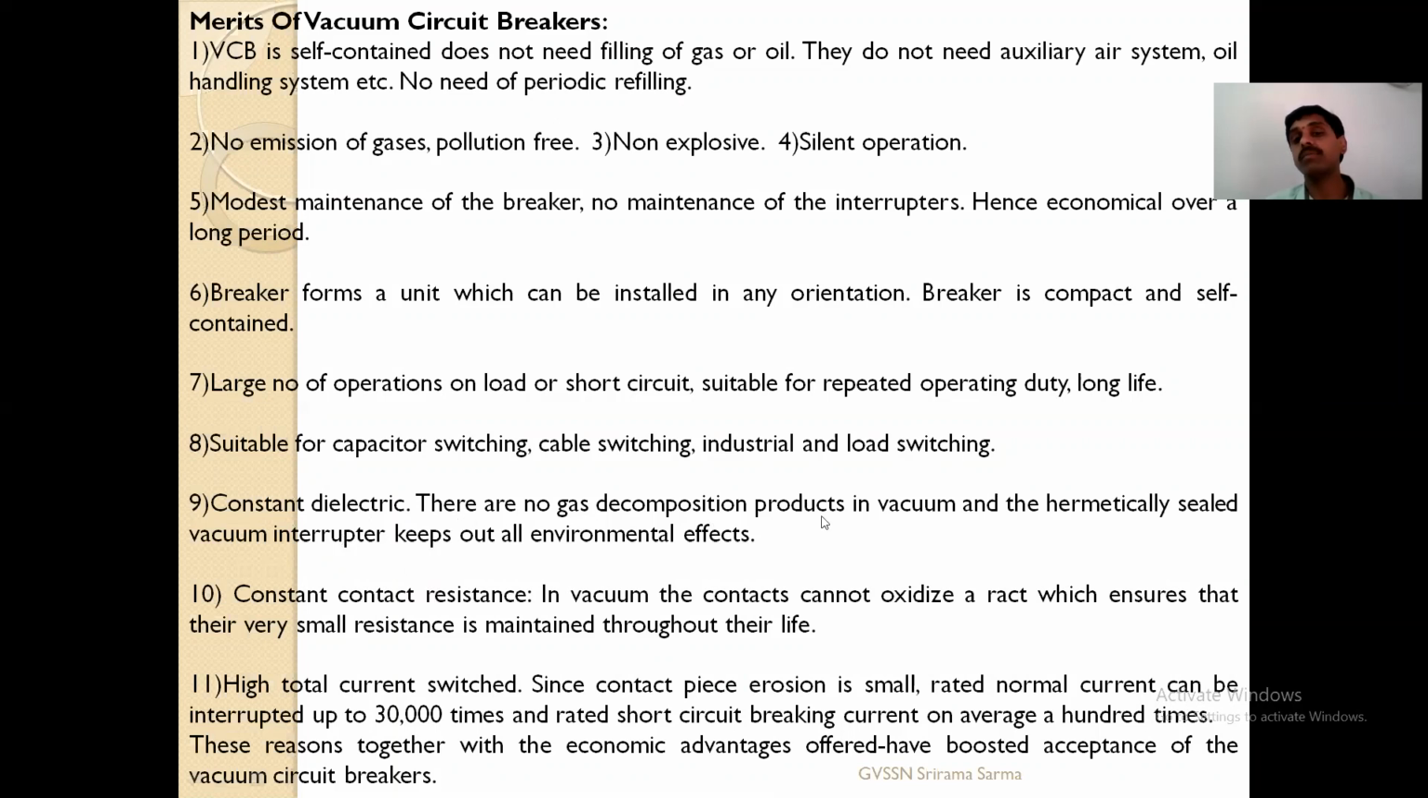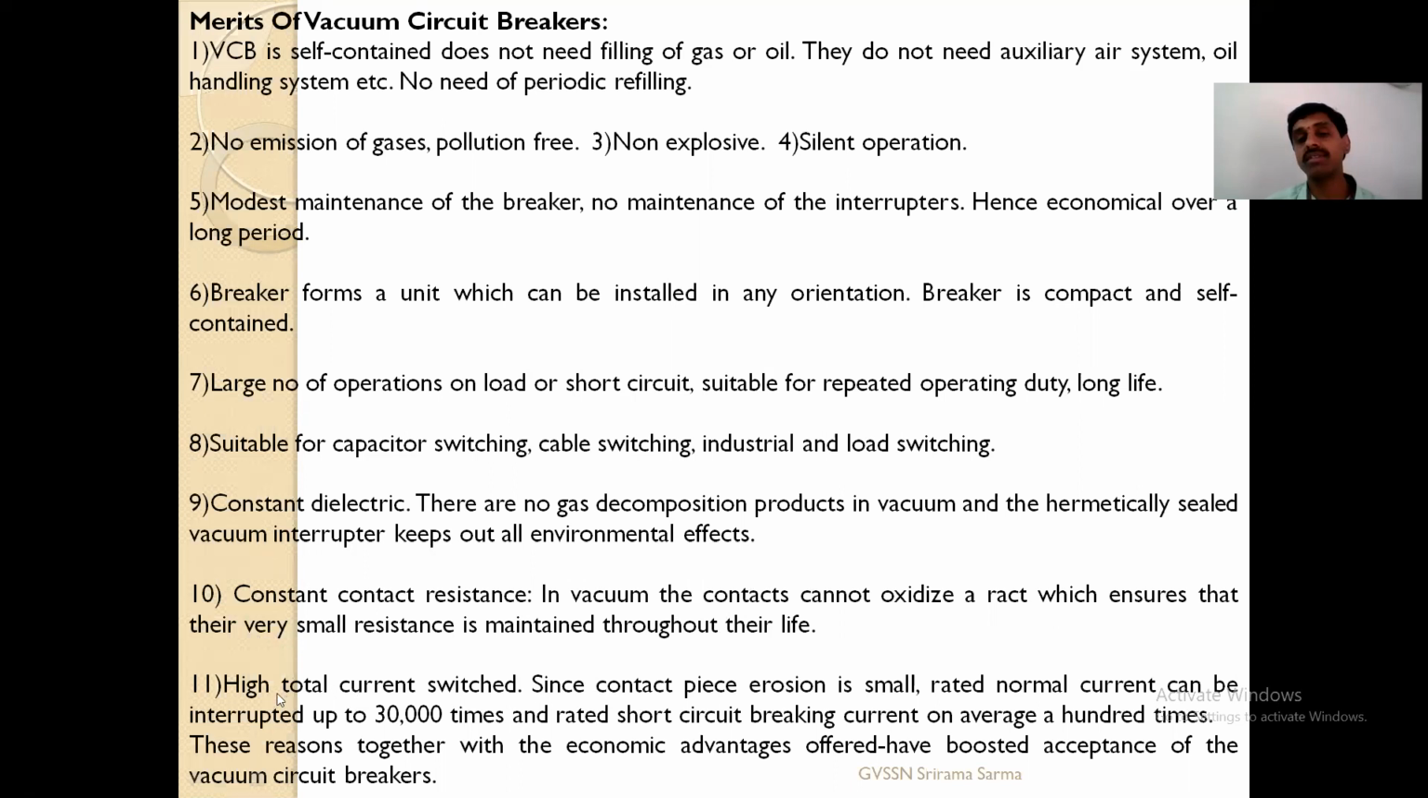There are no gas decomposition products. Just like oil circuit breaker, there is sludge formation. Like that, there is no gas decomposition products in vacuum. Hermetically sealed vacuum interrupter keeps out all environmental effects and constant contact resistance. In vacuum, the contacts cannot oxidize, right? Which ensures that a very small resistance is maintained throughout their life.